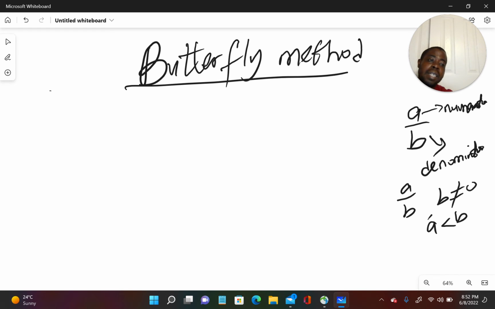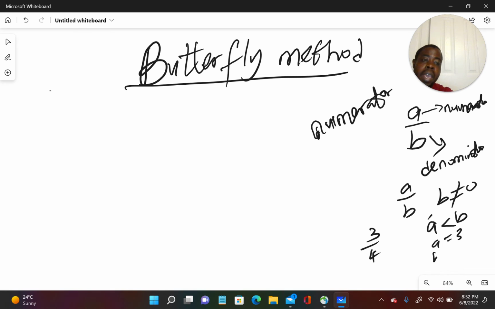So if your a is less than b, for instance, if you have 3/4, here a equals 3, that is the numerator, the top number, and b is the denominator, the bottom number. Your b is 4 here. You can see that the top 3 is less than the bottom 4. So when you have a small number divided by a big number, 3 divided by 4, for instance, the result is going to be less than unity, less than 1.